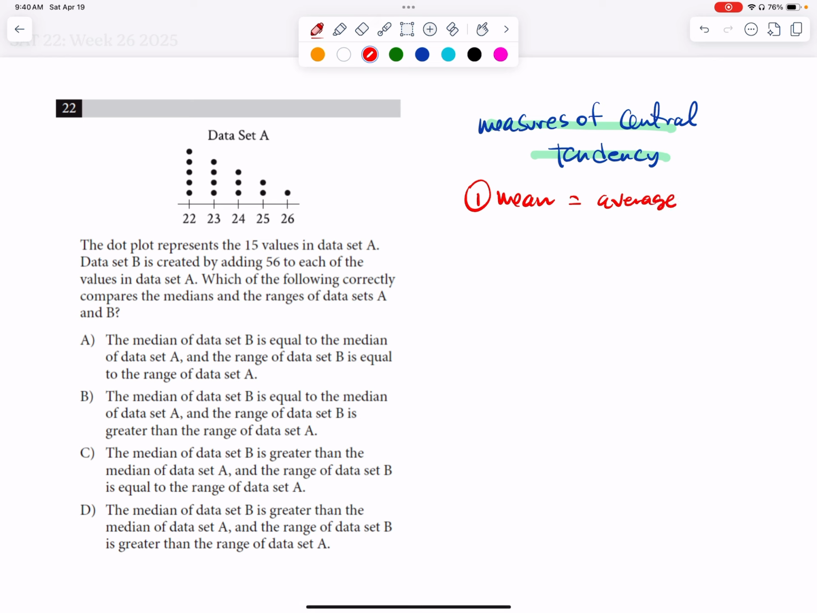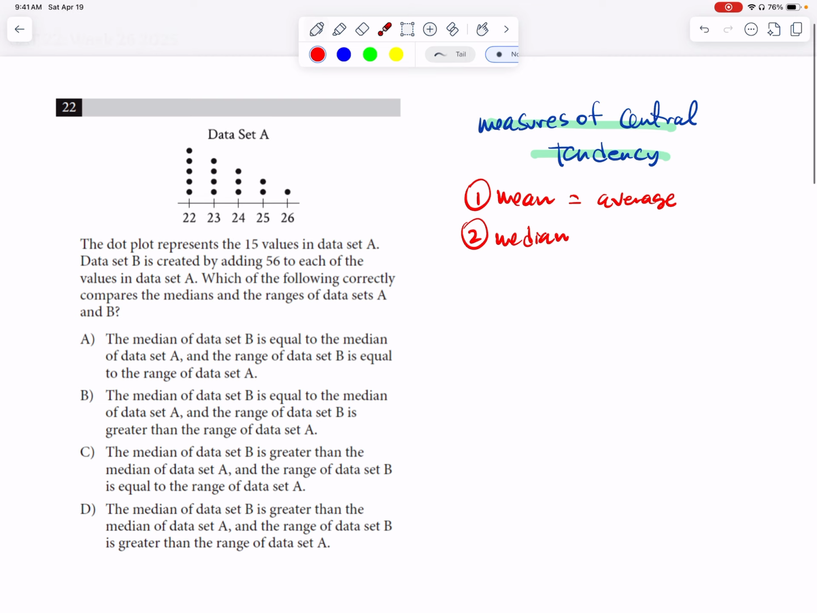Okay, then we have ourselves the median. Just like the median of a road is right in the middle, same thing with a set of data. If you were to order them from smallest to biggest or biggest to smallest, it is the number that is right in the middle. Now, you can only have a middle number if you have an odd number of data points, which we do because this has got 15 numbers in it. But if you had 14, you'd have to take the average of the 2 that were in the middle.